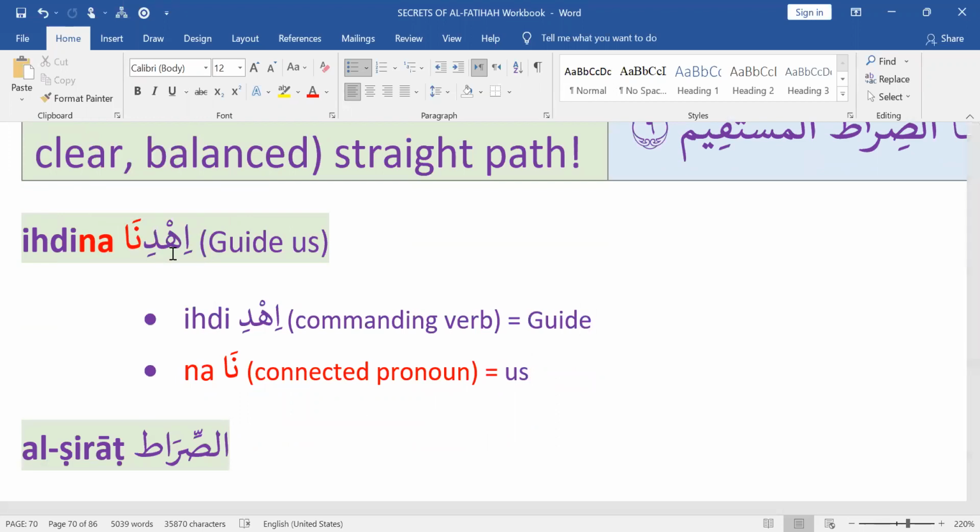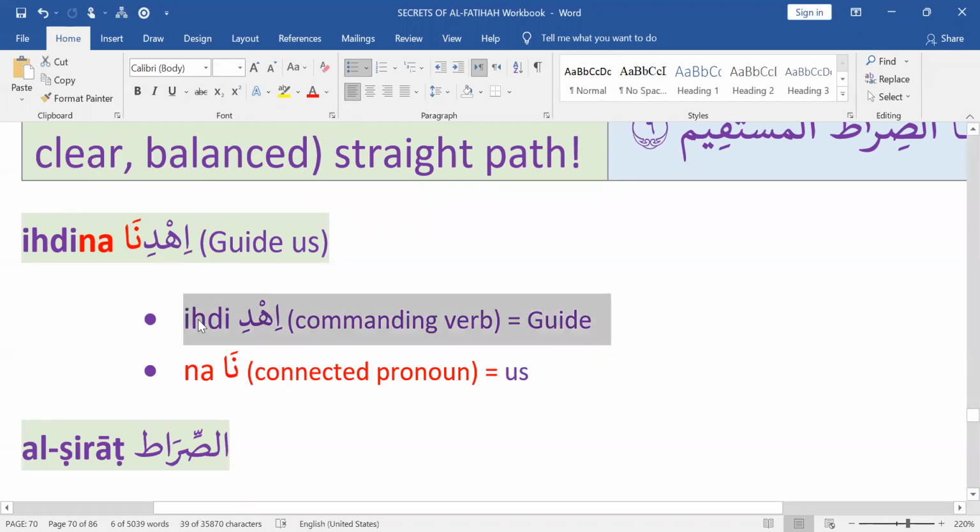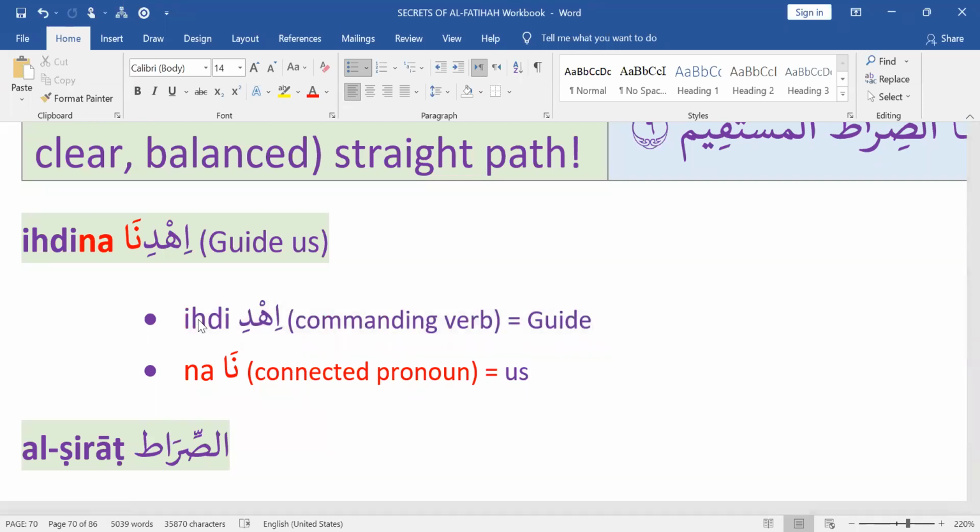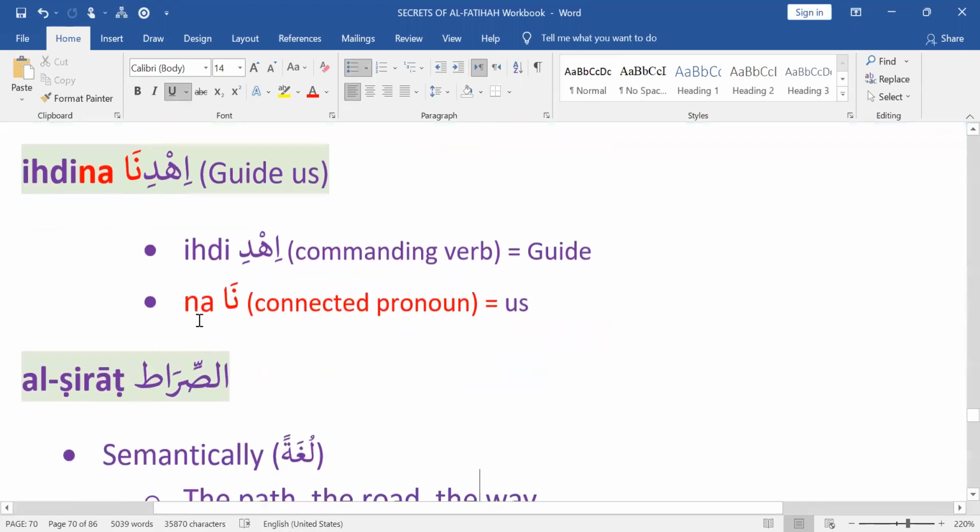I'm commanding. Of course, when I command Allah, I cannot really command Allah. This is like begging Allah. But grammatically speaking, this is a commanding verb. And the na part is the connected pronoun, which means us. The na means us. It can also mean we, depending on the grammar.